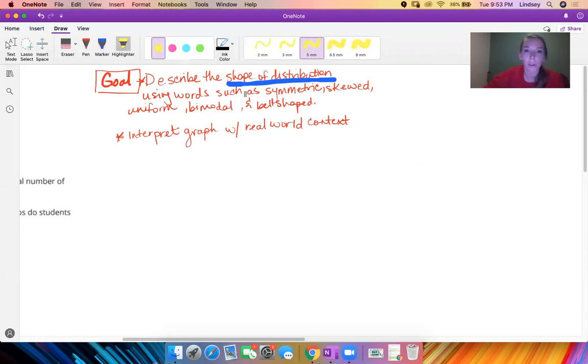Okay, and we're going to be using these words. We're going to be using symmetric, skewed, uniform, bimodal, and bell-shaped. Those are all words to describe distribution. So we'll get into more about what those mean. And then we're going to be looking at graphs and talking about what they mean in the real world context. So why is it important that it's bell-shaped? What does that tell us? Why is it important that it's bimodal? What does that mean in its real world context?